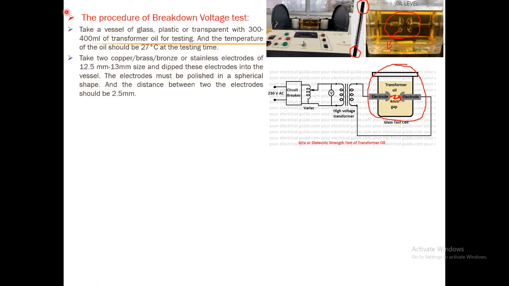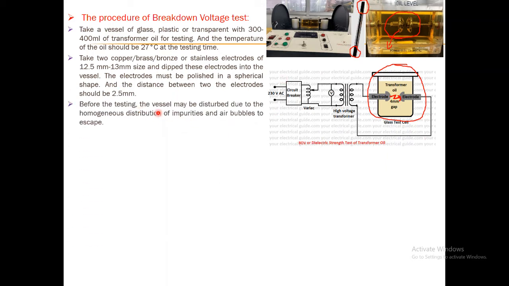Okay, the two electrodes may be of copper, brass, bronze or stainless steel, 12.5 millimeter to 13 millimeter in size, and dipped into the vessel. The electrodes must be polished before pouring the oil into the test vessel. Electrodes must be polished in a spherical shape, as you can see over here, and the distance between the two electrodes should be 2.5 millimeter. This can be achieved by this standard gauge.